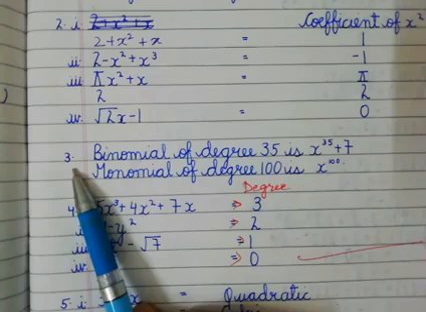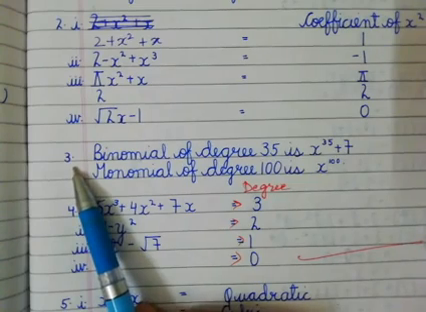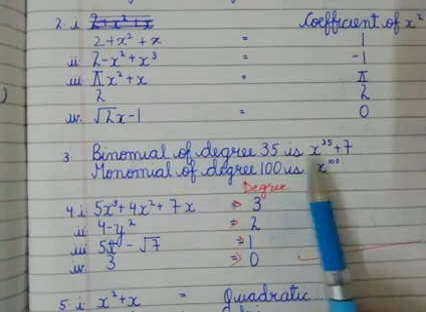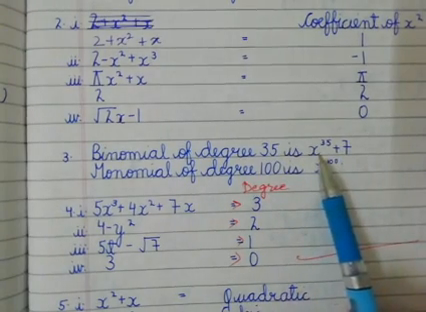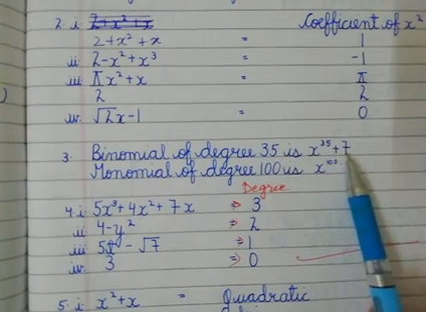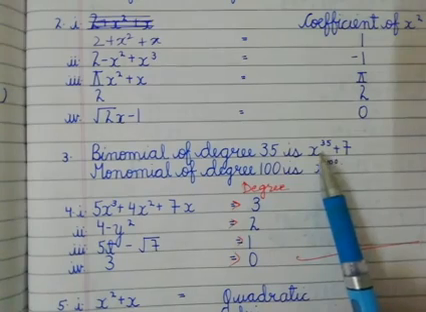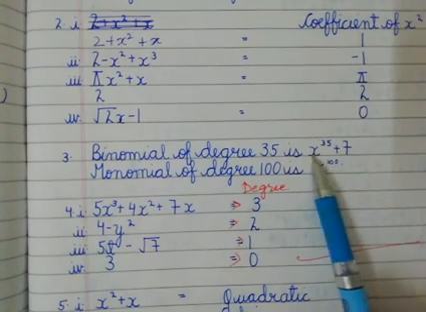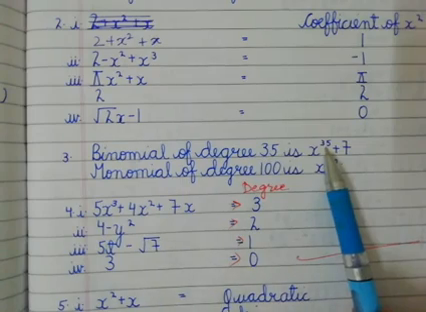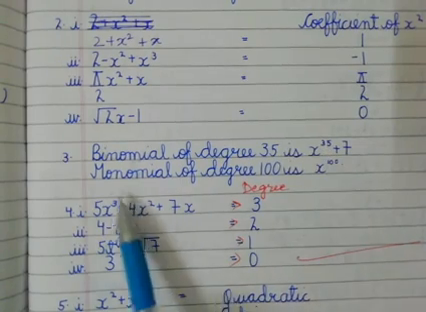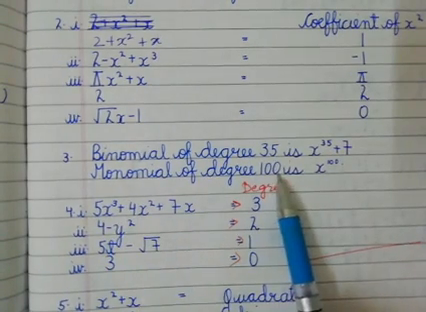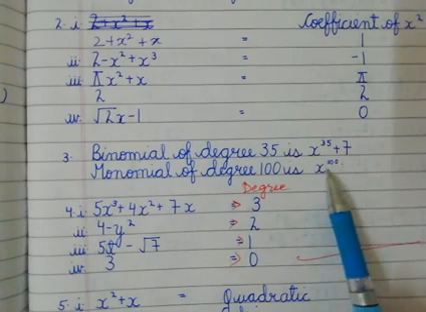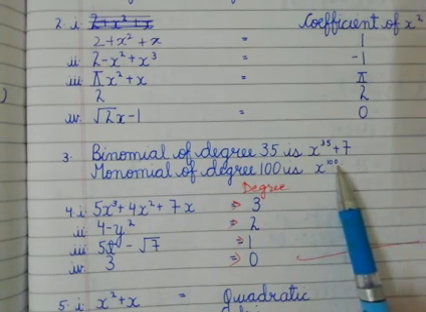Now question number 3: give one example each of a binomial of degree 35 and a monomial of degree 100. We have to write a binomial of degree 35. One example is x³⁵ + 7. Here two terms are there, that's why it is a binomial, and the power of x is 35, so the degree is 35. Monomial of degree 100: monomial means only one term and the power is 100, so the degree is 100.